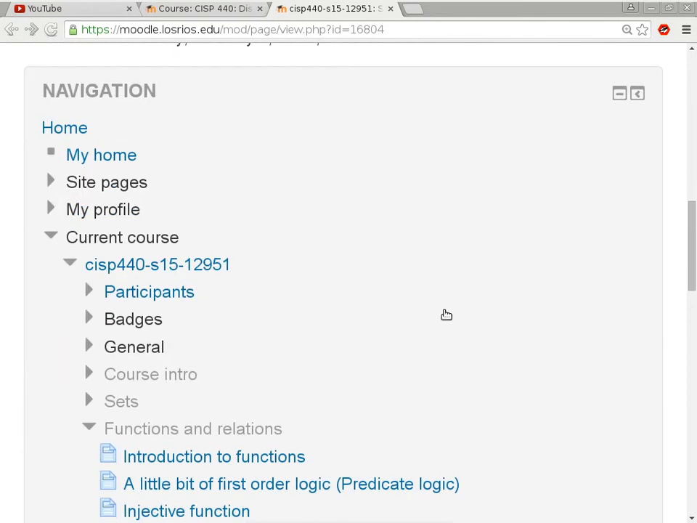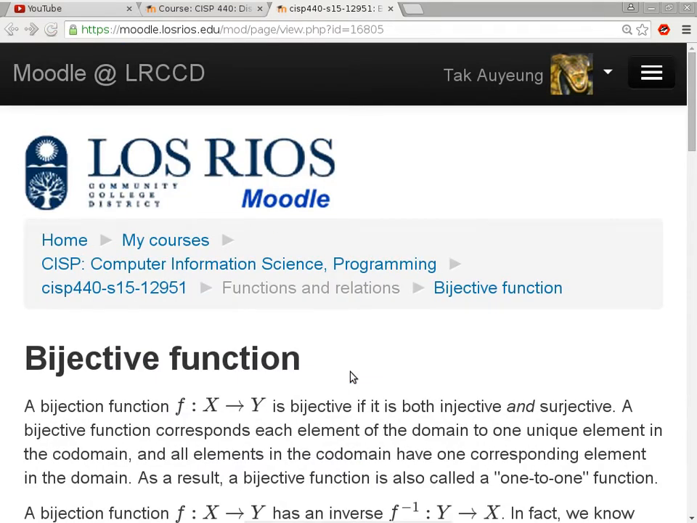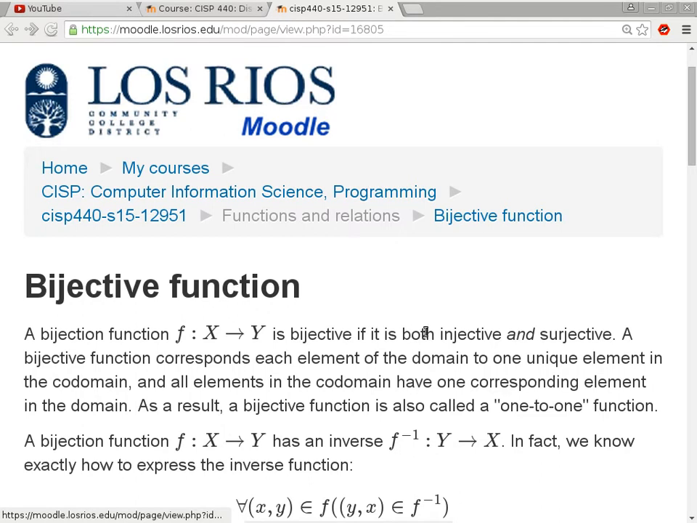All right, let's move on to the next one. Bijective function, which is kind of boring, because bijective simply means it is both injective and surjective. That's all. So I'll give you another example, and you tell me whether it is bijective or not. Let's look at f of x being x plus 1.